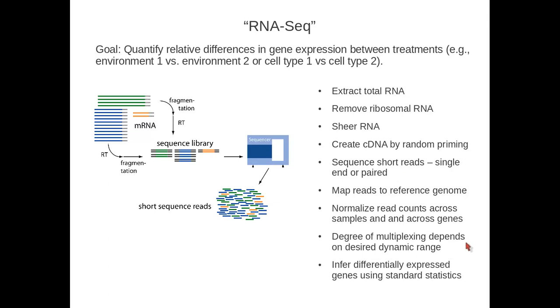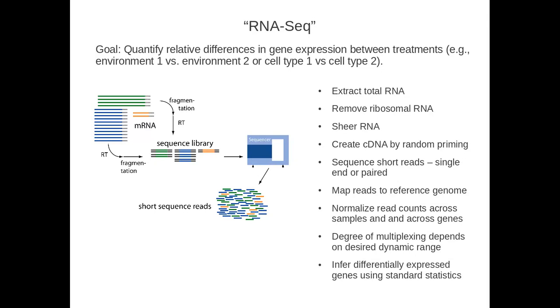The degree of multiplexing, in other words, how deep do you want to sequence? How many samples do you want to put on a particular lane? Really depends on how low in expression you want to be able to quantify. So if you only want to be able to detect the very highest expressed genes, which have lots and lots of transcripts, that can be done quite easily. And you can multiplex many samples.